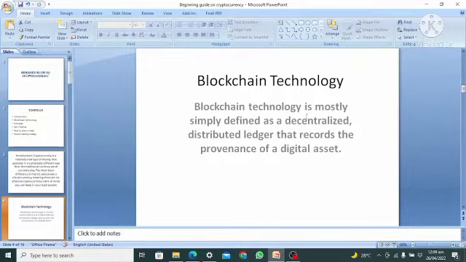So we say blockchain technology is simply defined as a decentralized, distributed ledger that records the provenance of a digital asset. They keep a record, so every asset has a root where it's coming from. It has a blockchain that is attached to it. There is no asset that does not have a blockchain. So every asset has a blockchain attached to it.